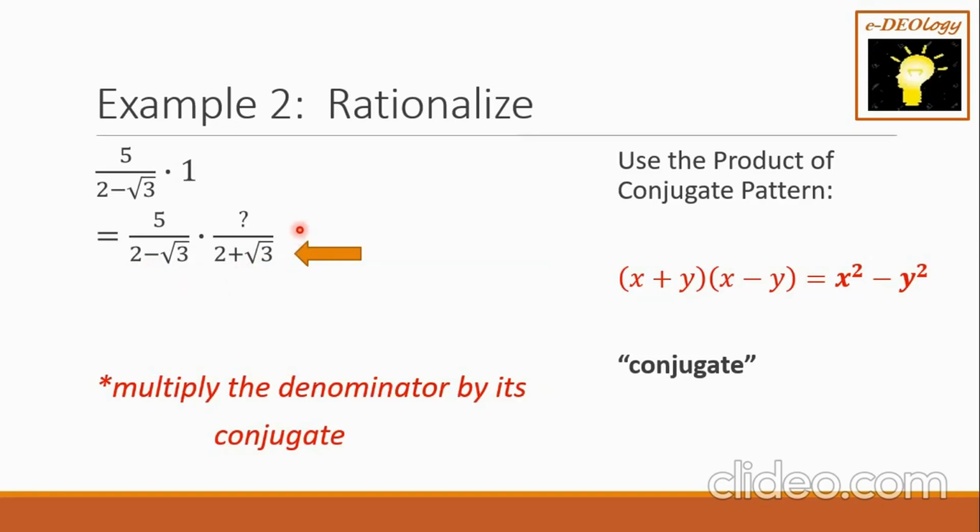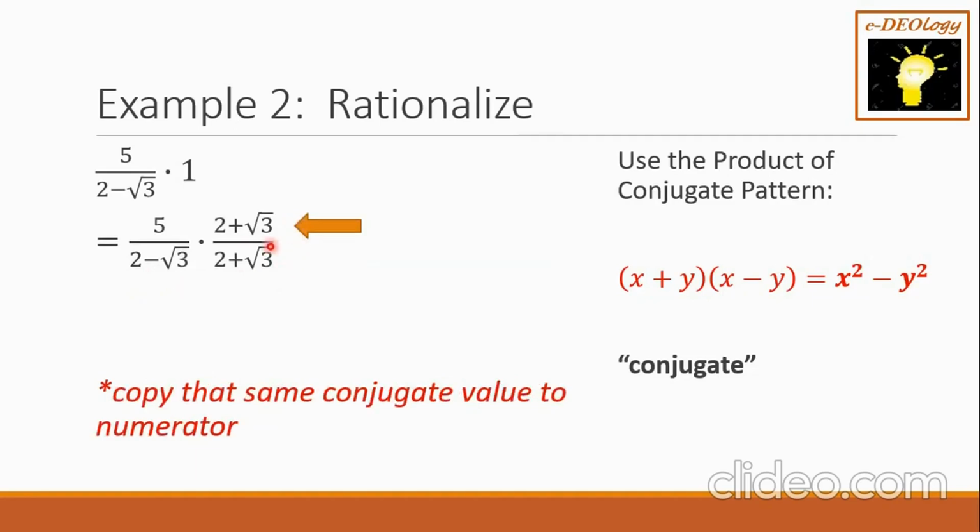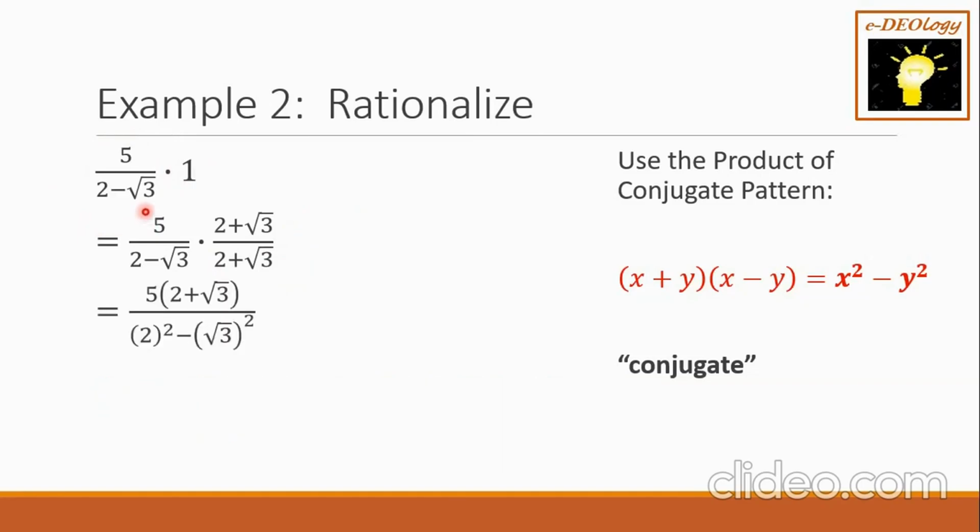The next is the numerator. We'll just simply copy the conjugate value. So when this numerator and denominator are equal, this value is equal to 1. So it's not changing the value of our original fraction. The next is, we're going to multiply now the numerator by numerator, denominator by denominator. In the numerator, the number 5 is multiplied to the binomial. We'll just put them together: 5 times the quantity 2 plus the square root of 3.